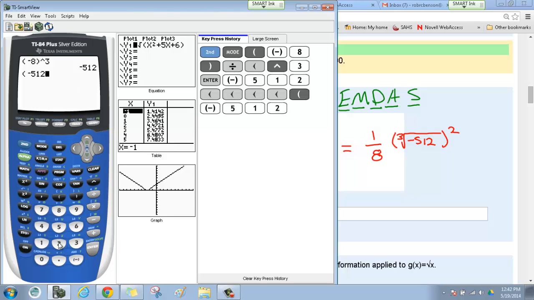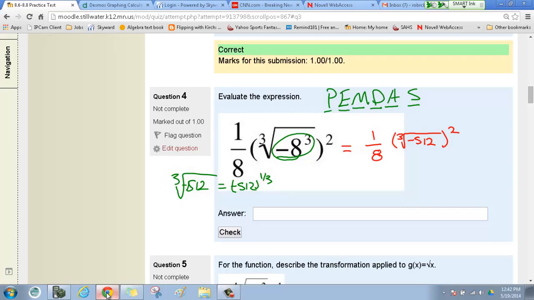-512. Oh, make sure you put that in parentheses. Don't make the mistake I just did. -512 to the 1/3 power. Let's see what that is. Oh, we're back down to -8. Okay, so we just didn't do anything there, looks like. So now we're at 1/8 times -8 squared.